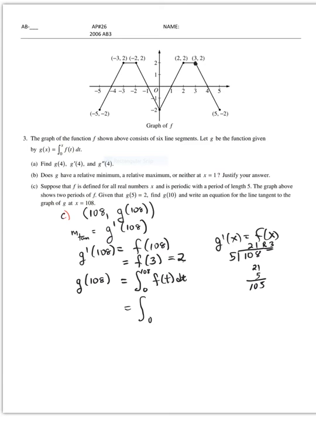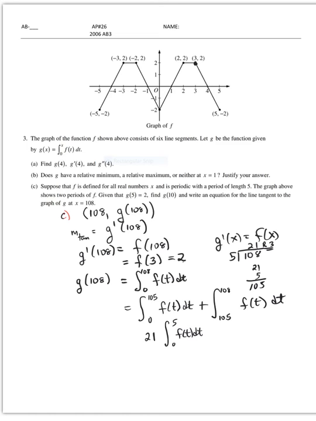So this is the definite integral from 0 to 105 of f of t dt, plus the definite integral from 105 to 108 of f of t dt. We have to find those areas, or at least what they're equivalent to. Well, we have to make them equivalent to one period. There are 21 periods from 0 to 105 of the definite integral from 0 to 5. So we have to find the total net area under f from 0 to 5 and multiply by 21.